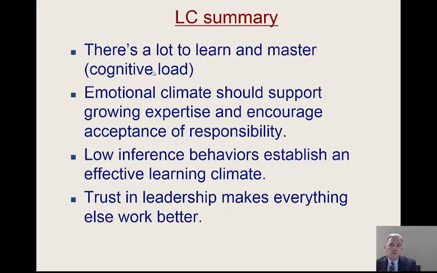A few summary points. There's a lot to learn and a lot to master. The cognitive load is enormous. The emotional climate should support growing expertise and encourage acceptance of responsibility. We don't want the relationship to the attending and its emotional load to make the cognitive load more difficult. Low inference behaviors, being explicit, establish an effective learning climate. Looking at people, using their names, inviting them to express opinions, these very simple, concrete tasks create a supportive learning environment and more trust. And essentially, trust in leadership, trust in the teacher and the faculty makes everything else work better.